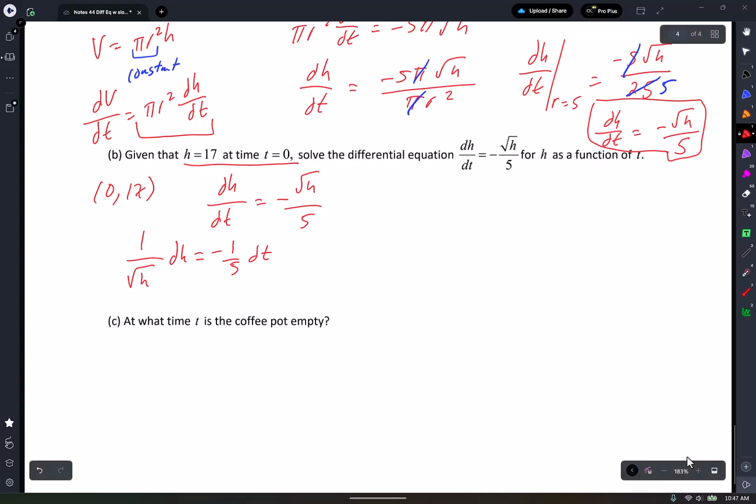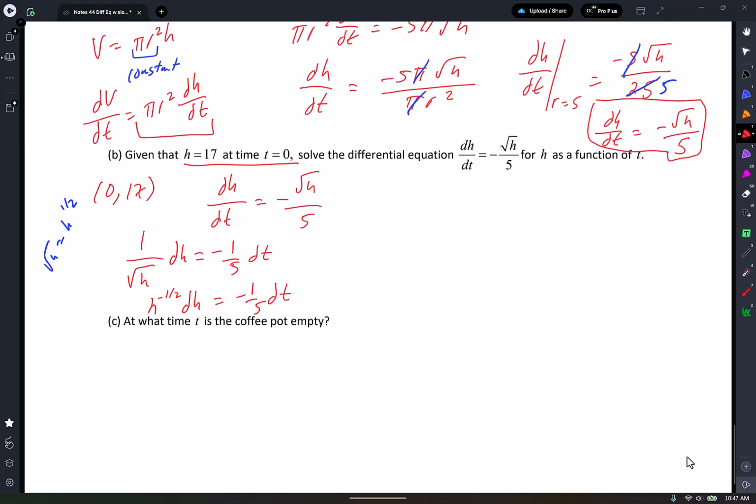Okay, here comes a little bit of algebra. That square root of h, that's not an ln. Square root of h is the same thing as h to the half, right? And when I bring it up, I'm just going to rewrite it so it's easier for everyone: h to the negative 1/2 dh equals negative 1/5 dt. I still haven't gotten rid of the differentials. When I say differentials, I'm talking about the dh and dt.